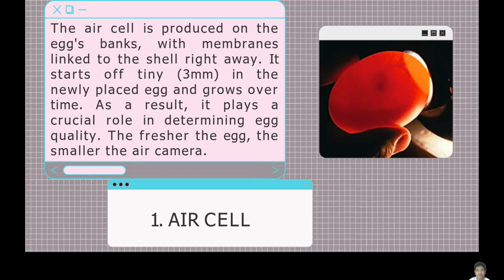The fresher the egg, the smaller the air cell. So take note, the fresher the egg, the smaller the air cell. So this is the air cell.